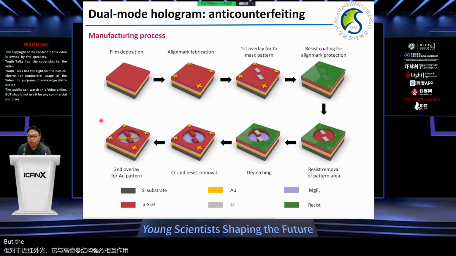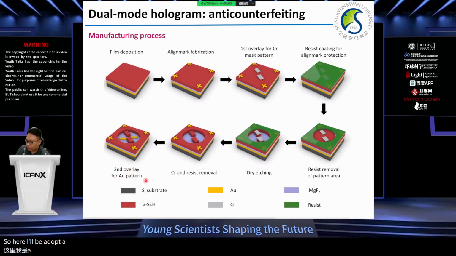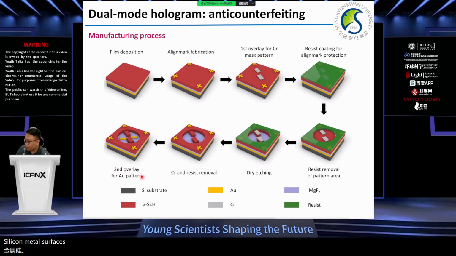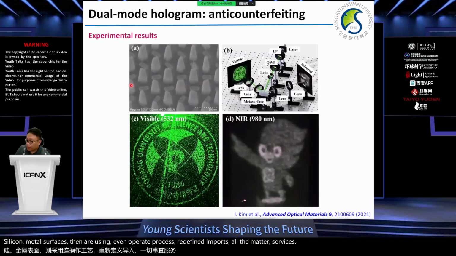But here the bottleneck was the fabrication process, because it is very difficult to fabricate two different materials in the same plane. So here we adopt an e-beam lithography overlay process. First we deposit a multilayer, define an align mark, and then define a chrome structure to make the silicon metasurfaces, and then using the overlay process we define the gold metasurfaces. And this is the fabricated device.